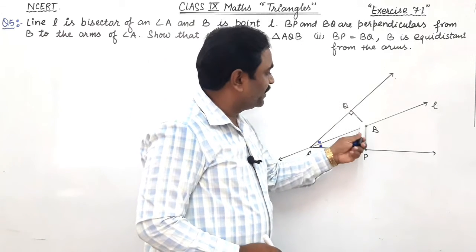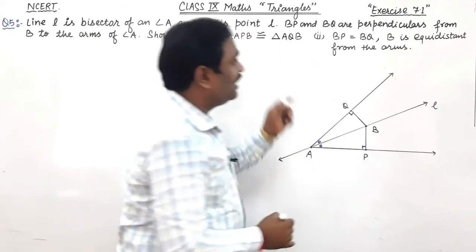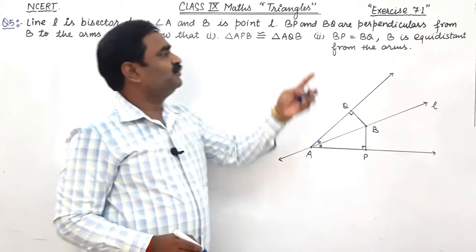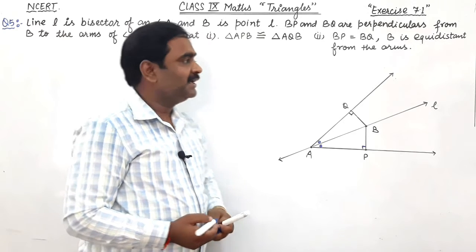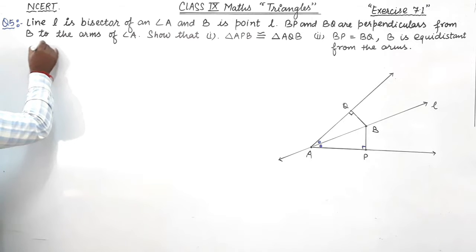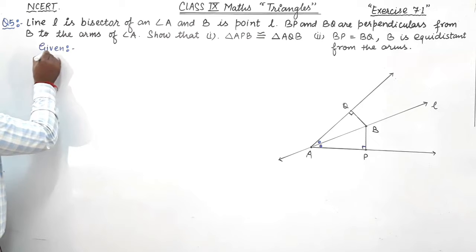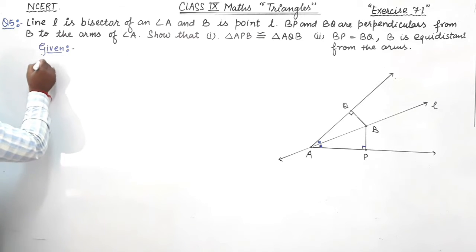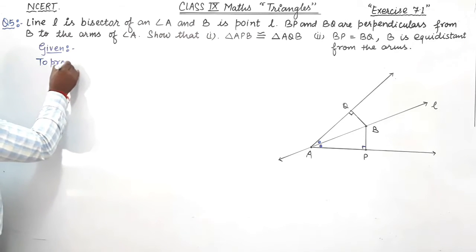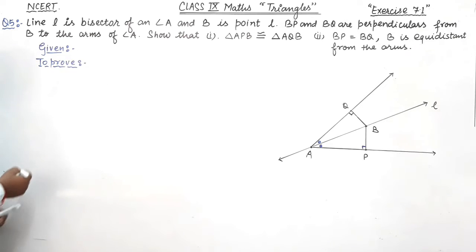BP and BQ are perpendicular. This line BP and BQ are the perpendiculars on the arms of angle A, so these two parts we are going to prove in this. Okay, so friends, you need to write down the given and what is to be proved, and after that the proof. So given and to prove you have to write down.